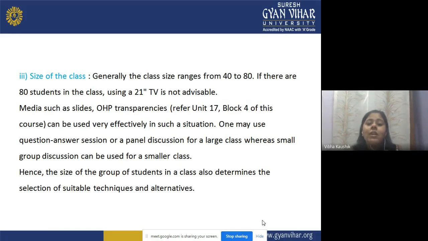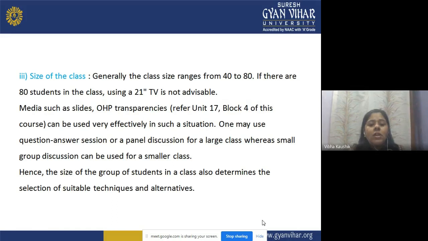They are saying that when the class size is so big and there are 80 students, we will not use a TV of 21 inches because it will not be advisable. Why? Because we have to select the media on the basis of the size of the class. Media such as slides and OHP transparencies can be used very effectively in such a situation.